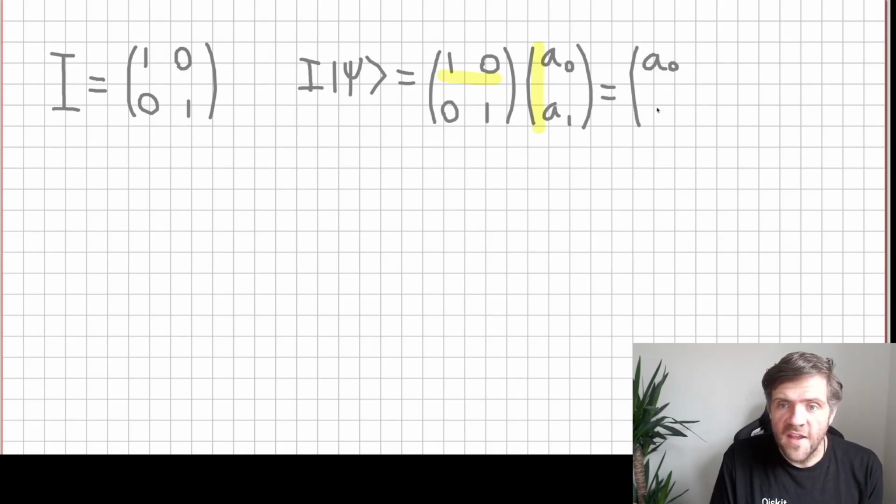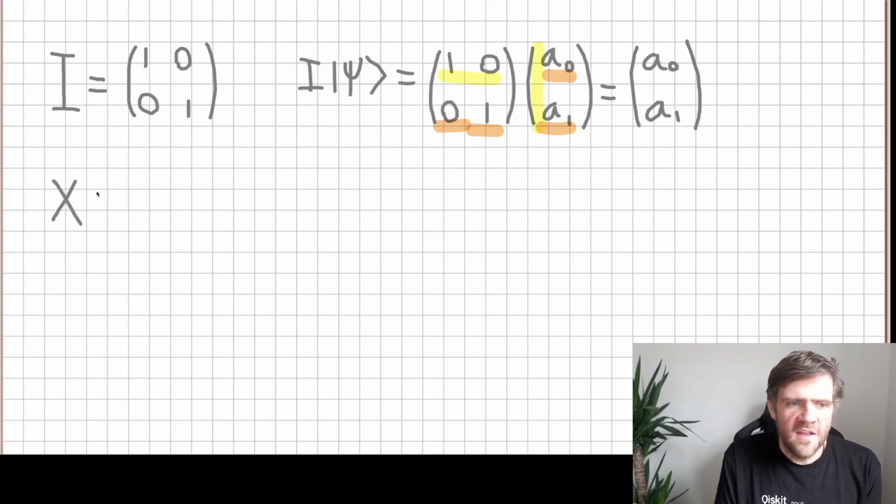So we don't have to add that. When we do the other row times column, then we do this 0 times this A0, this 1 times this A1, and that gives us A1. And there we see we have done nothing. So that is the identity matrix.